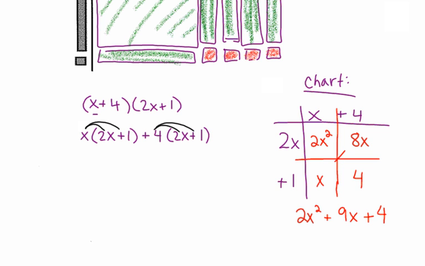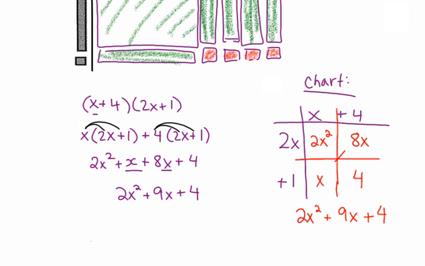All right, so x times 2x gives 2x squared. X times 1 is plus x. And 4 times 2x is 8x. 4 times 1 is 4. And then collect our like terms, which is 2x squared plus 9x plus 4. All right, very good.